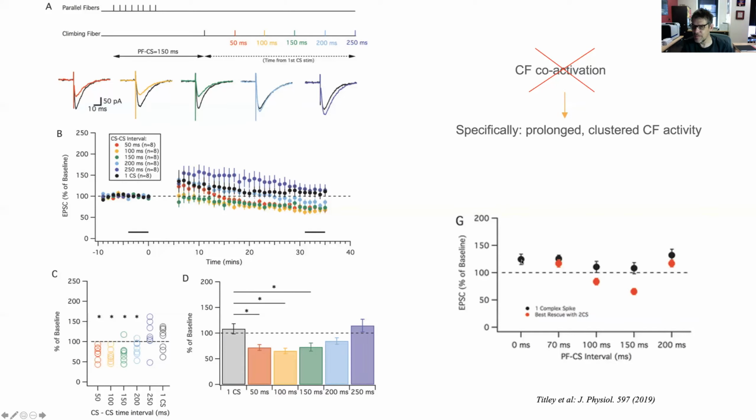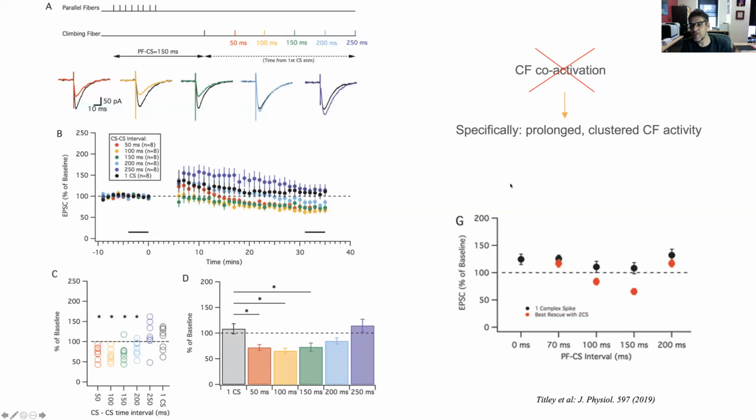So if you have only one complex spike delivered, we never get depression, like I showed you before. This is a near physiological situation. But if we have two climbing fibers, these are the differences in parallel fiber to climbing fiber stimulation. And then at each point, we take the best climbing fiber to climbing fiber interval. And then you see at this parallel fiber climbing fiber interval of 100-150 milliseconds, we have LTD back. So it's quite different. So when you go to physiological conditions, it's quite different.